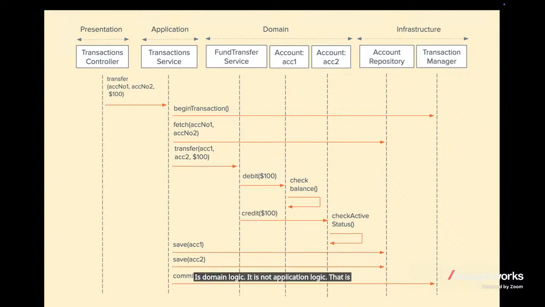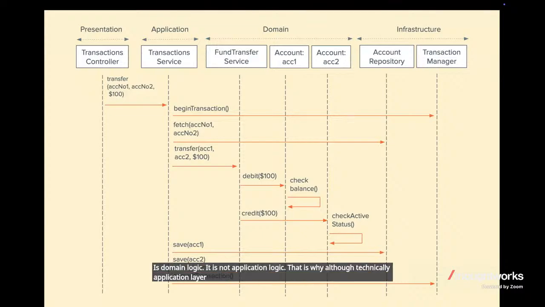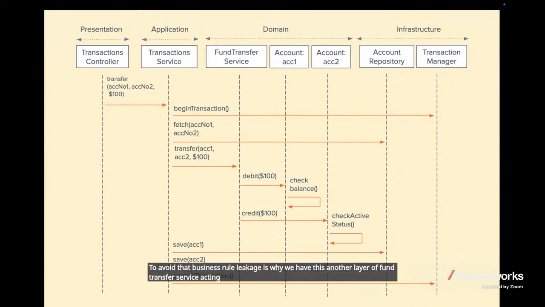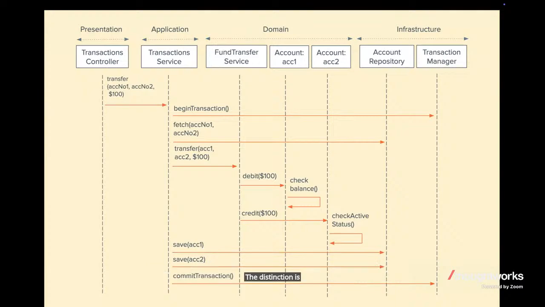That is why, although technically the application layer can call domain layer objects, to avoid that business rule leakage we have this another layer of fund transfer service taking on that additional responsibility to keep the domain responsibilities within the domain layer. The distinction is clear. We will see this in the code also, and that will become slightly clearer.